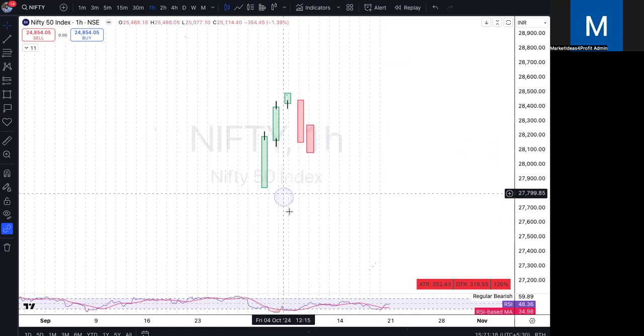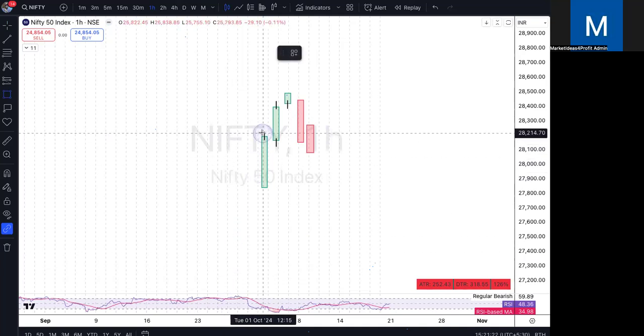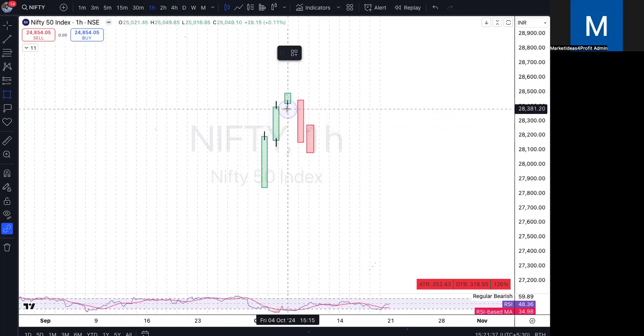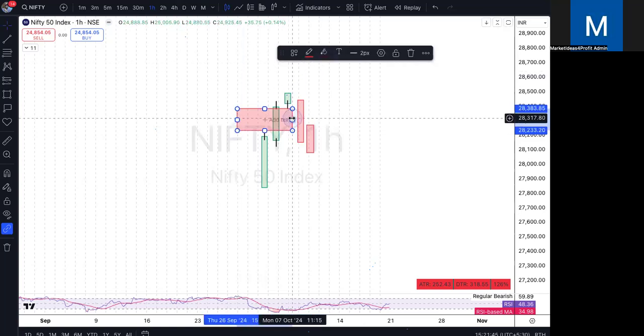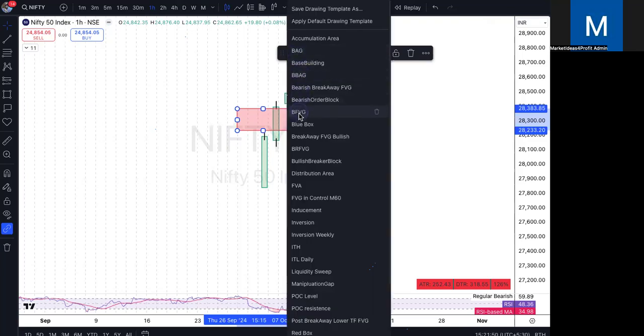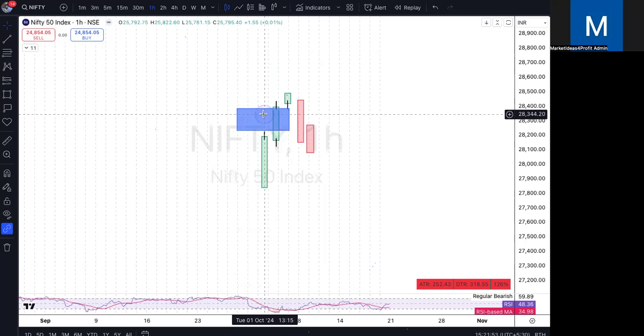So what is the creation of a fair value gap? Now, obviously, you need to understand fair value gap in depth, and I have some videos on that. But the fair value gap is essentially a three candle formation where, in the case of a bullish movement of pricing, the gap between the top of the first candle and the low of the third candle forms a fair value gap. So this is what is a fair value gap. Now, because this is a bullish fair value gap, I generally convert this into a blue color, and that's what gives me the bullish fair value gap.